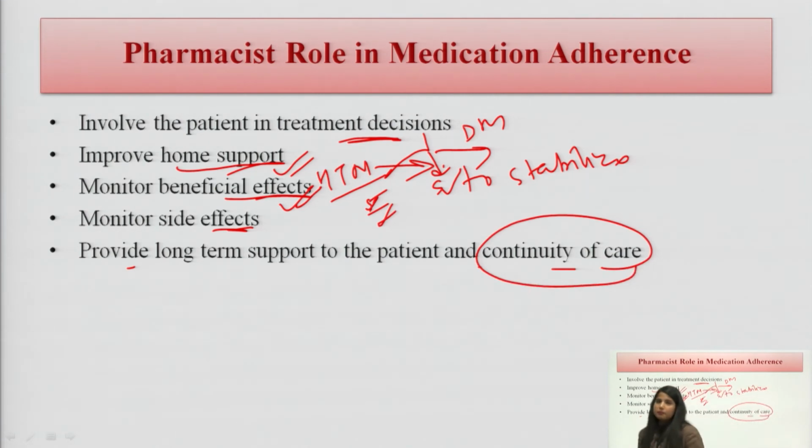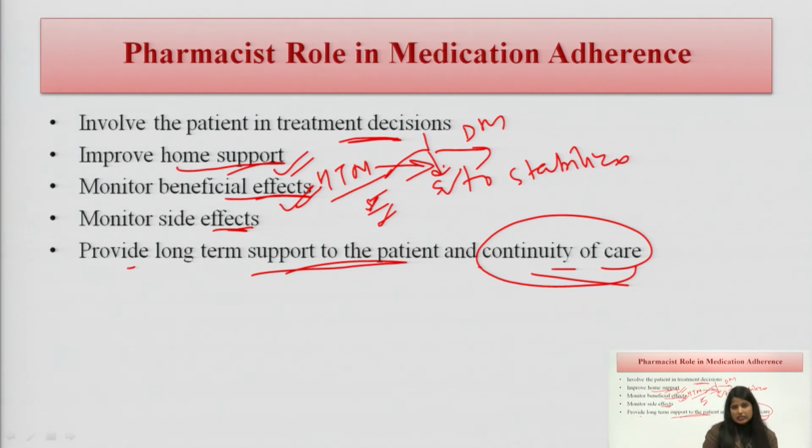and it is very important while dealing with the adherence. It is very important to support the patient when the patient is on chronic therapy and to maintain the continuity of care. So these are some of the points the pharmacist can do to maintain the medication adherence.